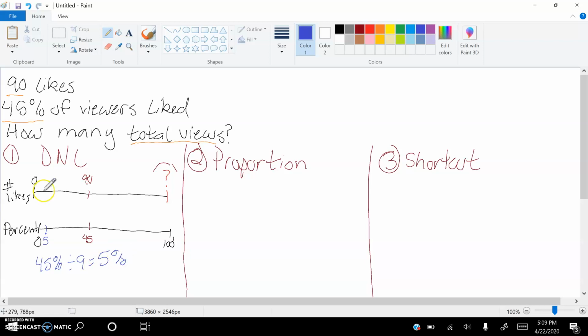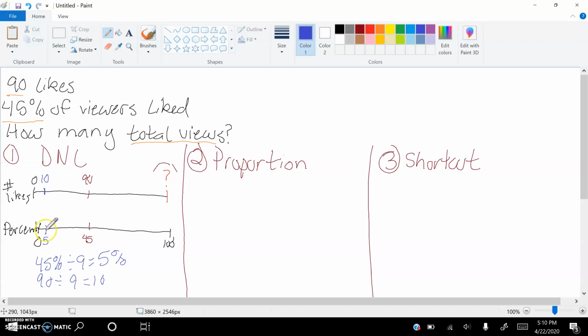To figure out how many views that is, I'm going to do the same thing. I'm going to divide 90 by 9. I'm going to split this up into equal pieces as well, and then that is going to be 10. So I know that every 5% is going to be 10 views. So we can use that to help us get to 100%.